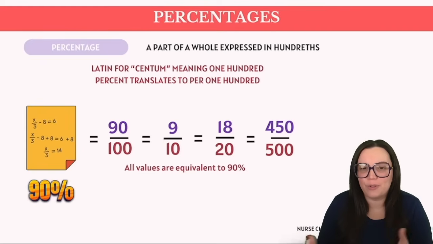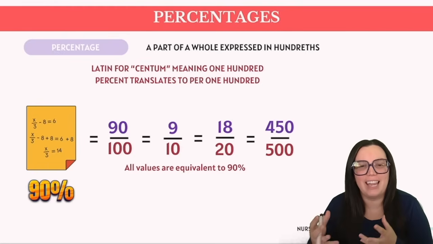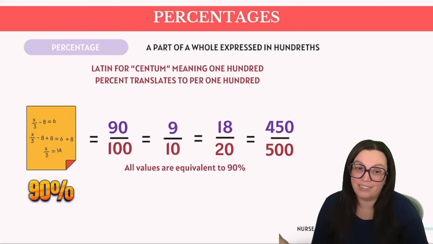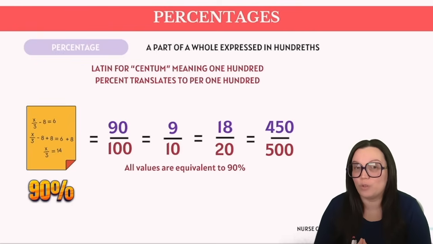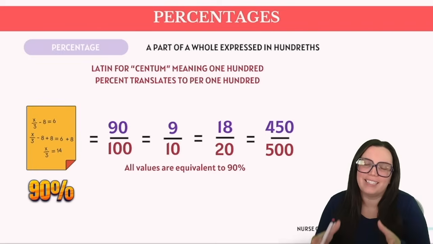So for example, scoring 90% on the ATI TEAS exam implies that in terms of ratio, you have achieved a 90 out of 100. This could also mean 9 out of 10 questions correct, 18 out of 20, or even 450 out of 500, all reflecting the same proportionate relationship to 90%.